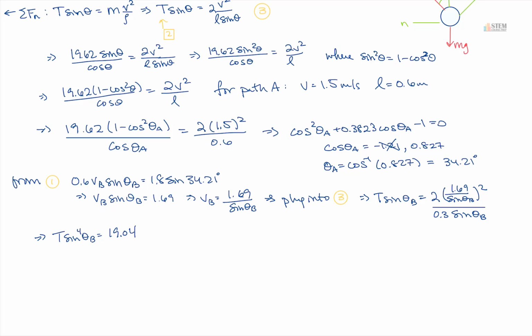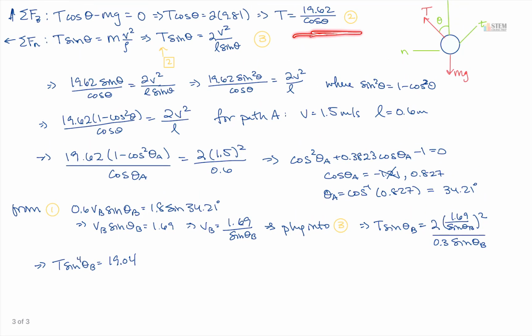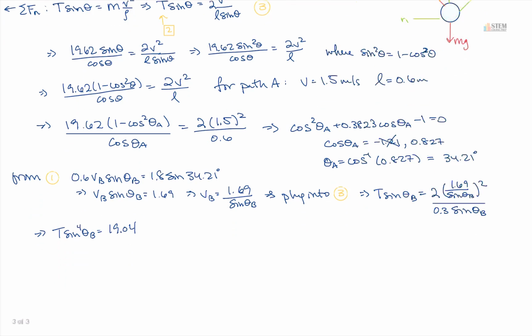Okay. Now I've got T and theta B in here, and I don't want those two unknowns. I know from up here, equation 2, we've got this tension equation that just has theta in it. So let's plug it in for T right here and see what we get. So 19.62 times sine to the 4th theta B over cosine theta B, and that equals 19.04. Still not much we can simplify. We can move the 19.62 over to the other side and divide there. That'll give us 0.970.